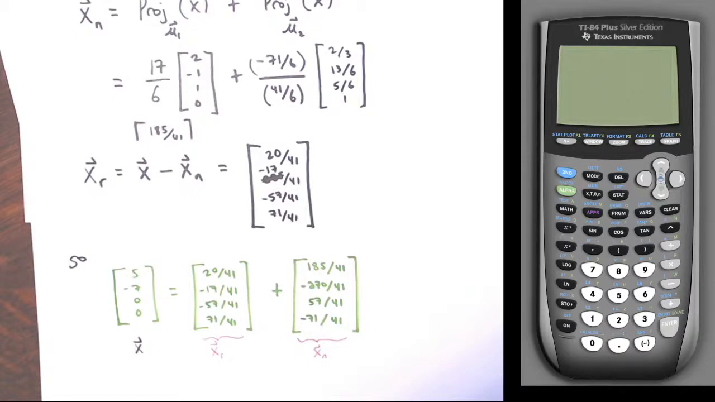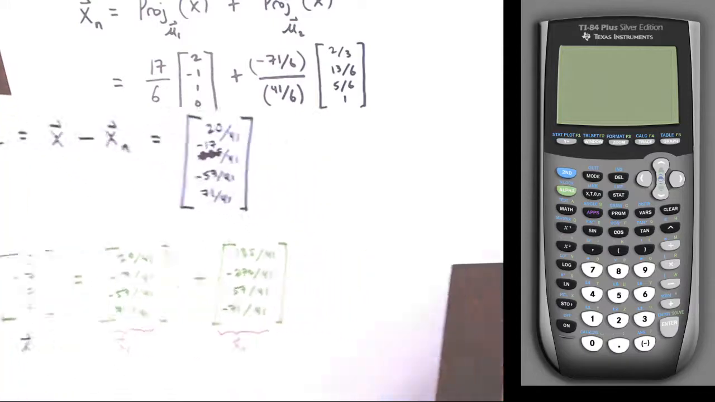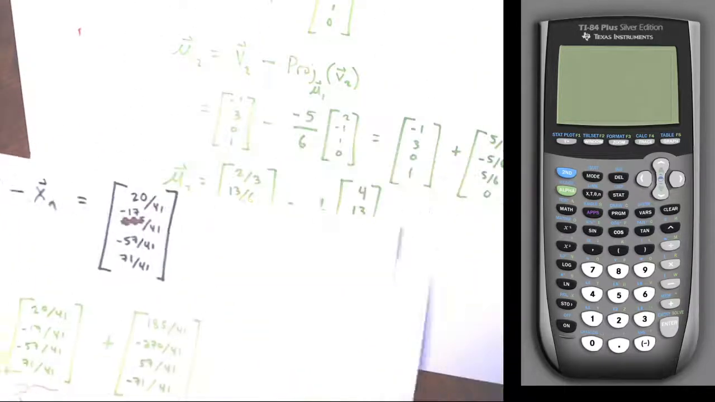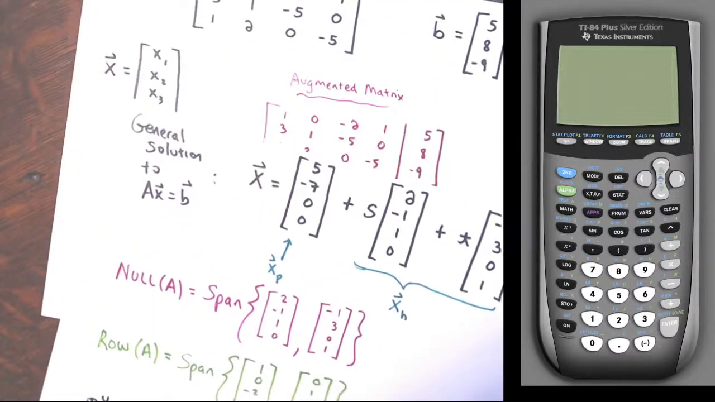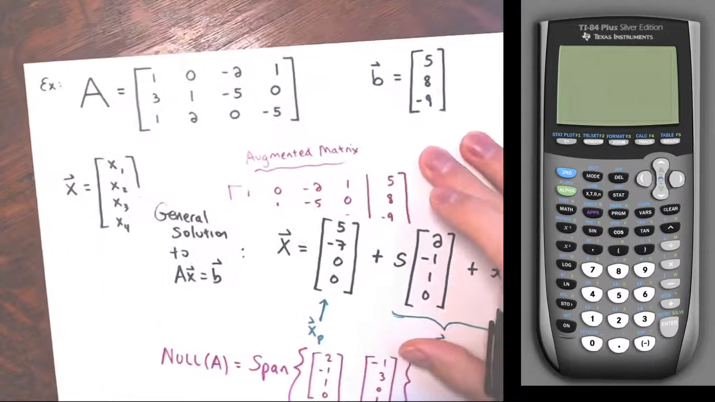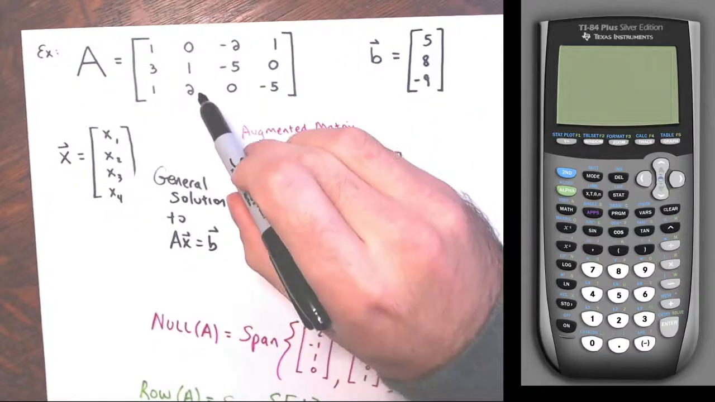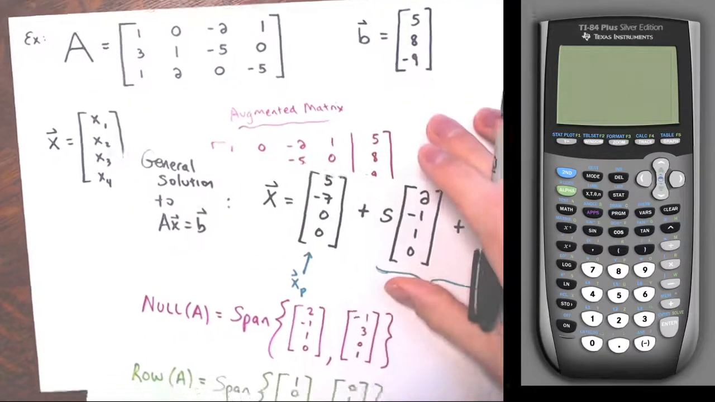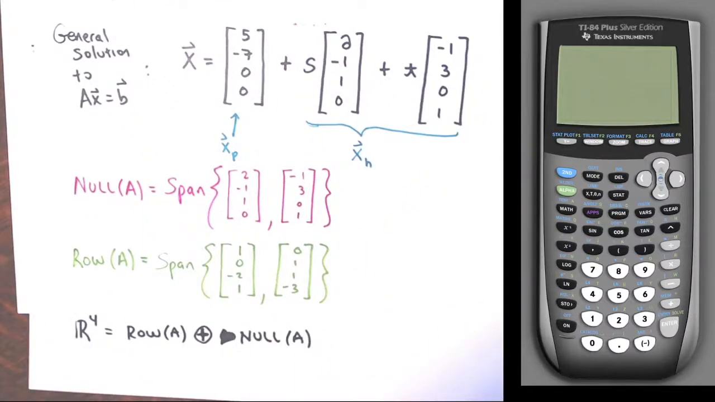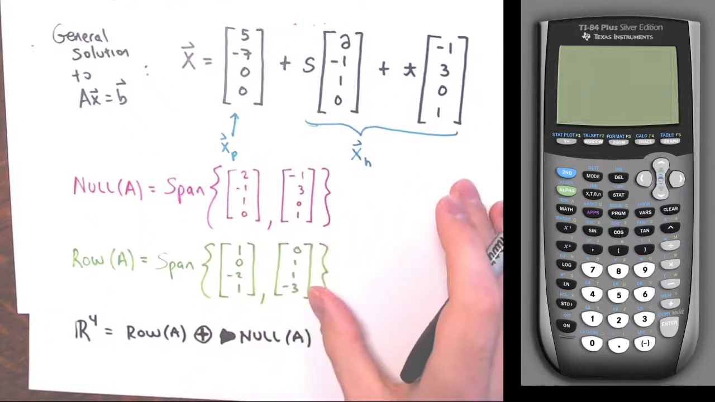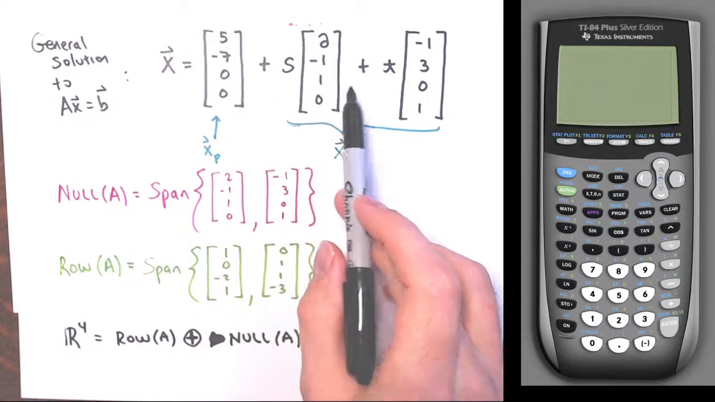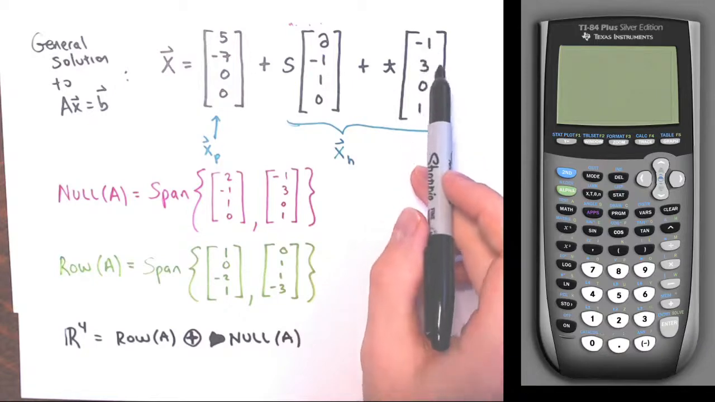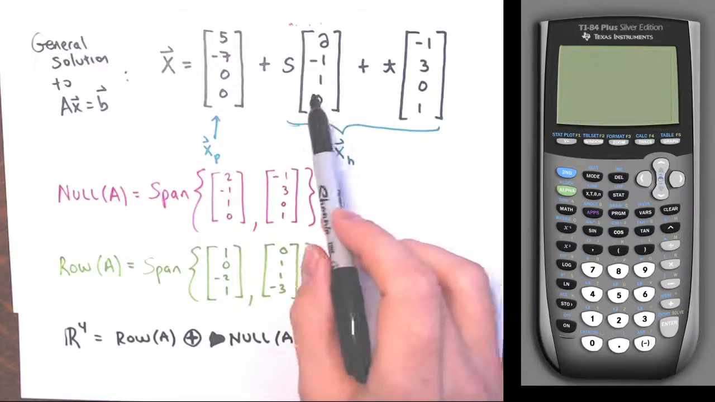Alright, and finally, after all this, we can use this and rewrite our general solution to this system again. Going way back now, before all the Gram-Schmidt stuff, remember our general solution to Ax = b, where A was this matrix and b was (5, 8, -9). Our general solution looked like this: (5, -7, 0, 0) plus some multiple of (2, -1, 1, 0), plus another multiple of (-1, 3, 0, 1). So, some vector from the null space.